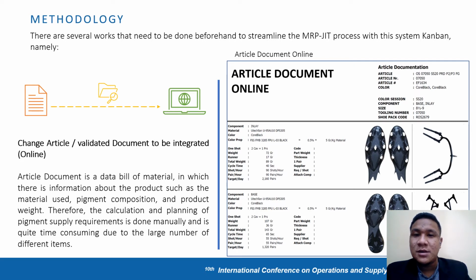Okay, first, we need to change the article document or validated document to be integrated or online. What is an article document? Article document is the information about the products, material use, pigment composition, and also product weight. Before, this article document was made on paper and there was no record in the ERP system, so the calculation was done manually. You can see on the picture now the article document is going online.